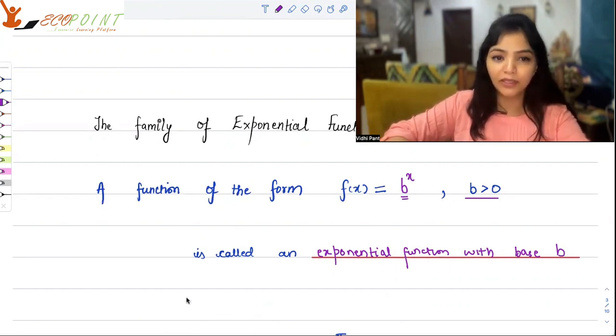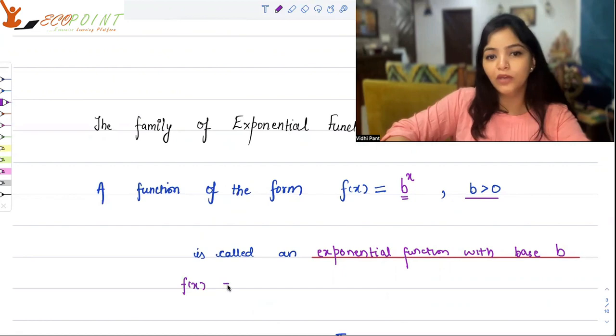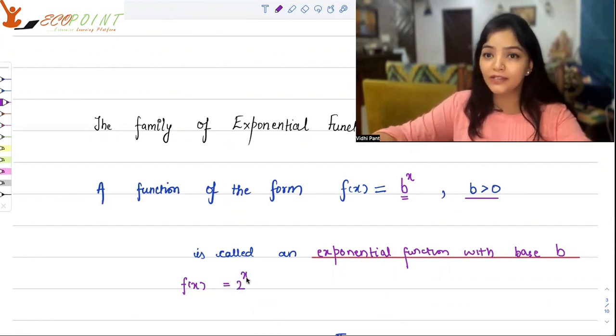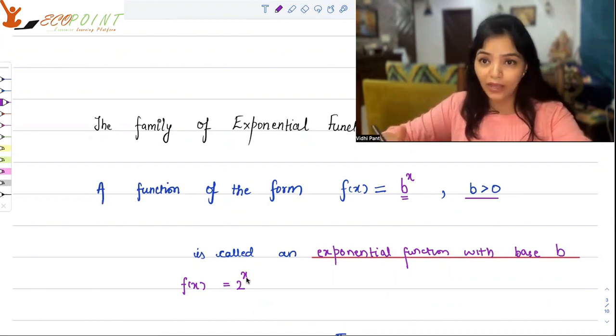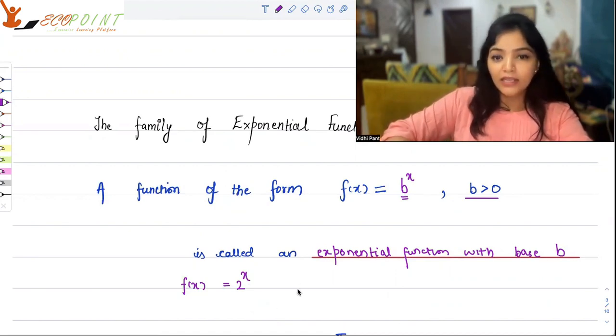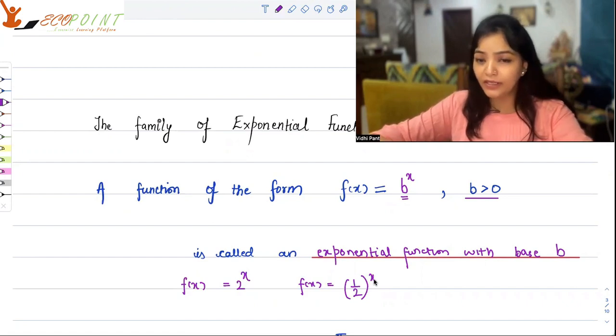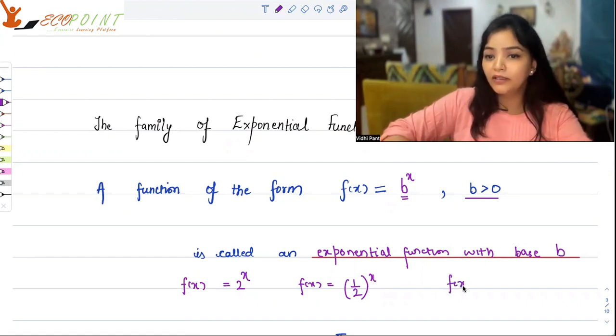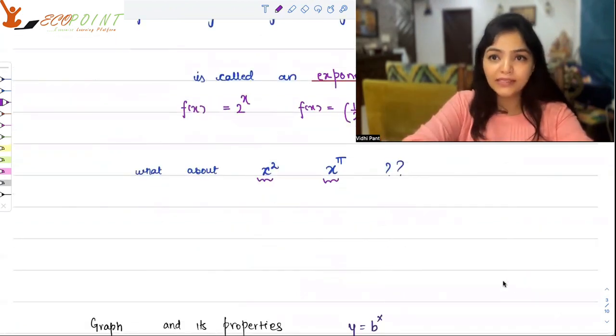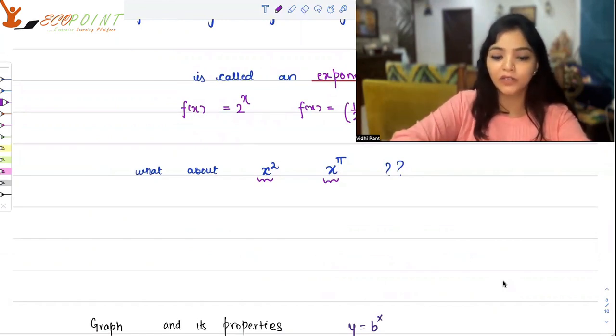For example, you can have f(x) equals 2 to the power x. With different x's, you'll have a particular graph. f(x) equals half to the power x. With different x, you can create a graph. Similarly, you can have pi to the power x for that matter. When the base is fixed and the variable is in the power, that's an exponential function. That's what an exponential function is all about.